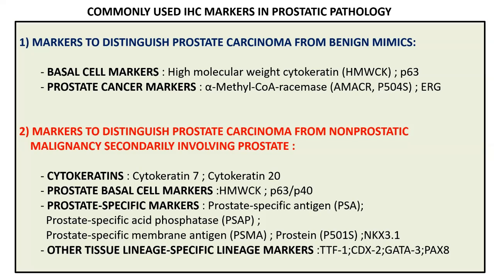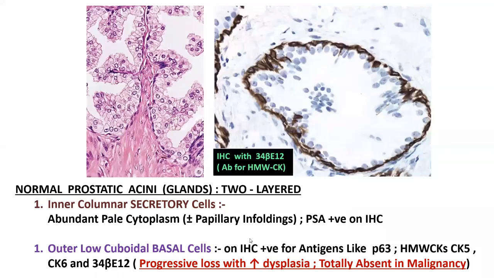And of course, you've got the prostatic lineage-specific antigens like PSA, PSAP, PSMA, and NKX3.1, which is the latest kid on the block. And you have also got other important tissue lineage-specific markers, which help in differentiation of metastatic spread versus a prostatic primary. But in this particular discussion, we shall mostly talk about the various basal cell markers, because an understanding of those basal cell markers will prove relevant when we move on to the prostatic malignancies.